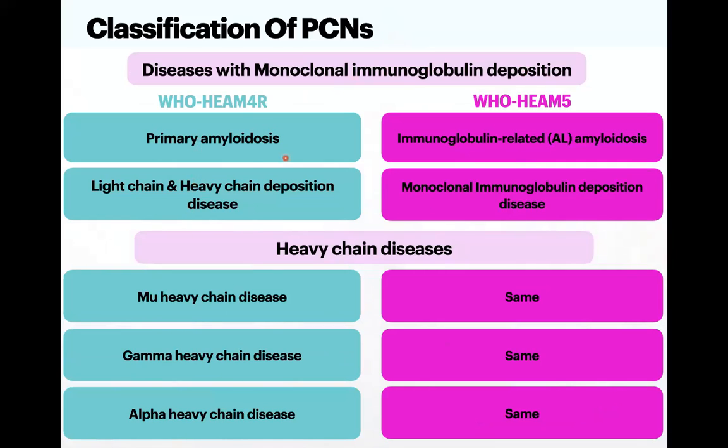So primary amyloidosis is now immunoglobulin related or AL amyloidosis, and light chain and heavy chain deposition disease is now monoclonal immunoglobulin deposition disease. Heavy chain diseases remain the same. They are just now described under the plasma cell neoplasm section. Previously, they were described separately, but now they are described under the plasma cell neoplasm section.